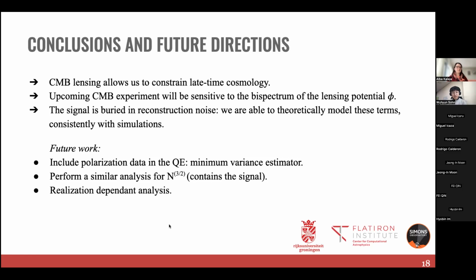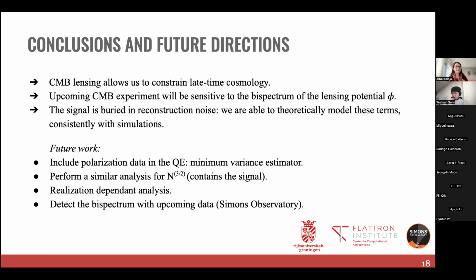Then one crucial step is also performing realization-dependent analysis because this is more robust to systematics that come from instrumentation, and it's called realization-dependent because it mixes data and simulations to reconstruct the noise, to reconstruct the lensing potential.